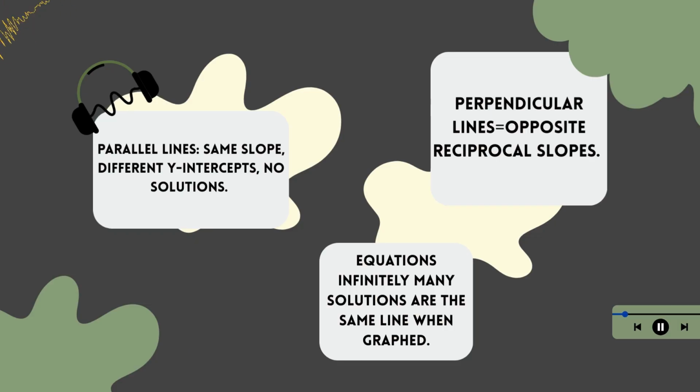Parallel lines have the same slope, different y-intercepts, so no point of intersection or solutions. Perpendicular lines have opposite reciprocal slopes, and equations that have infinitely many solutions are the same line when graphed.